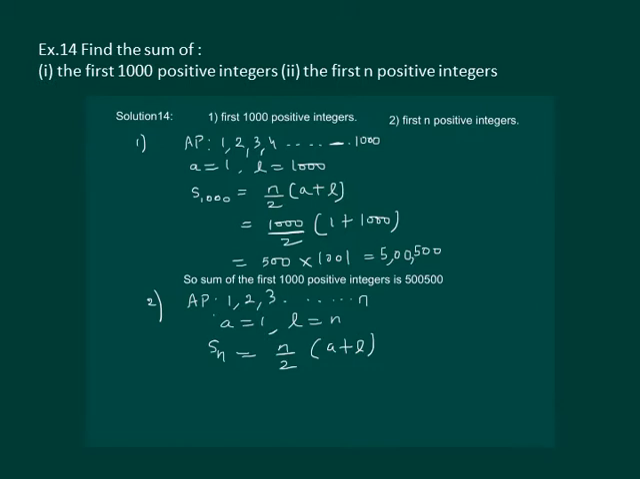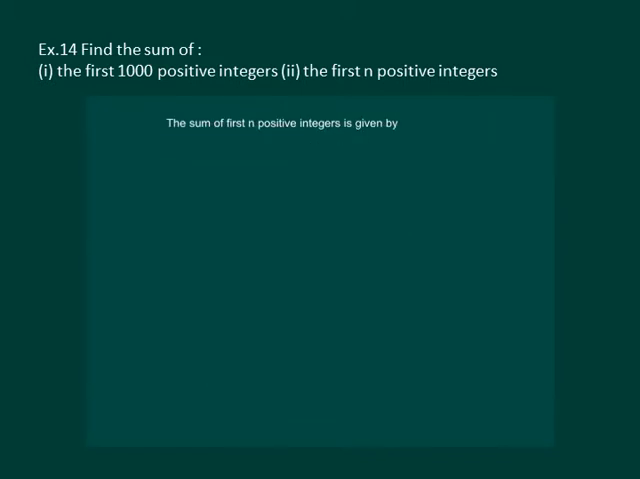On substituting the values, Sn equal to n by 2 into 1 plus n. So n into n plus 1 by 2. We come to the conclusion that sum of first n positive integers is given by n into n plus 1 by 2, which has to be remembered as a formula as well.